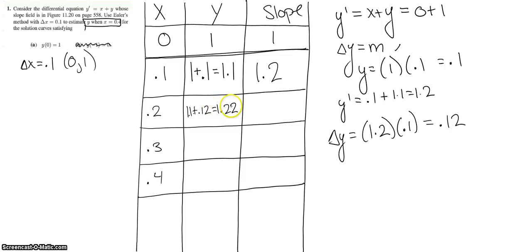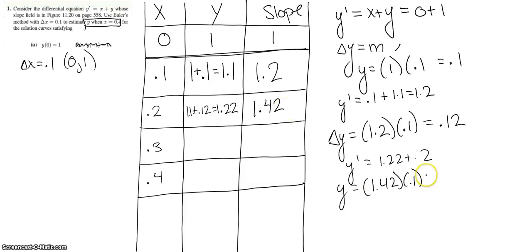Then we plug that into our slope formula and get that y prime equals 1.22 plus 0.2, which equals 1.42. Go back and find y again. Delta y equals the slope, 1.42, times 0.1, which equals 0.142, which we then add to the previous, 1.22, plus 0.142, which equals 1.362.